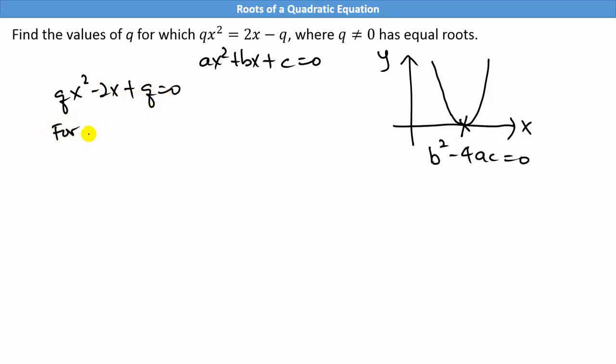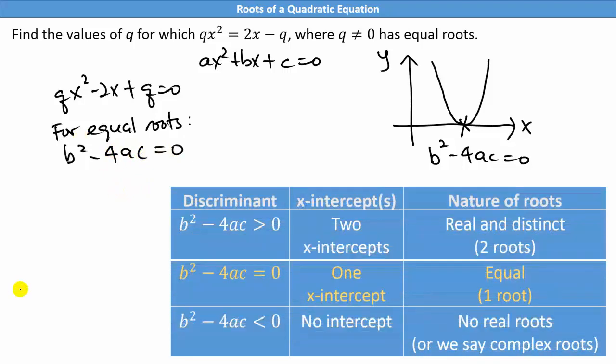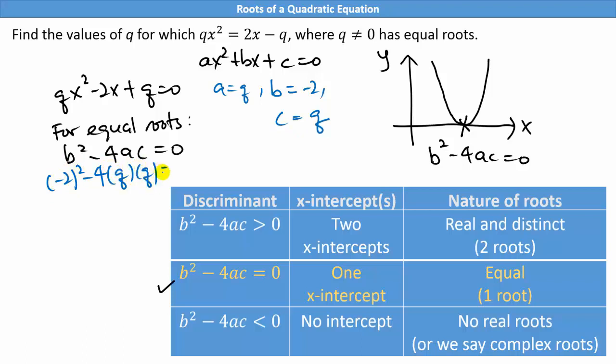So for equal roots, b squared minus 4ac must be equal to 0, which is the case here. Let's find out the values of a, b, and c. a will take the value of q. b will take the value of -2. And c will take the value of q. b is -2, a is q, and c is q.